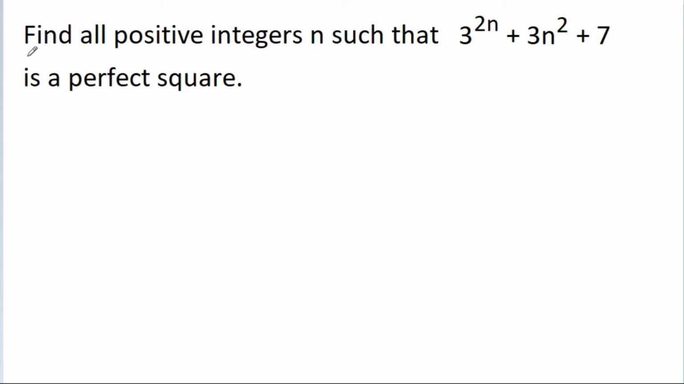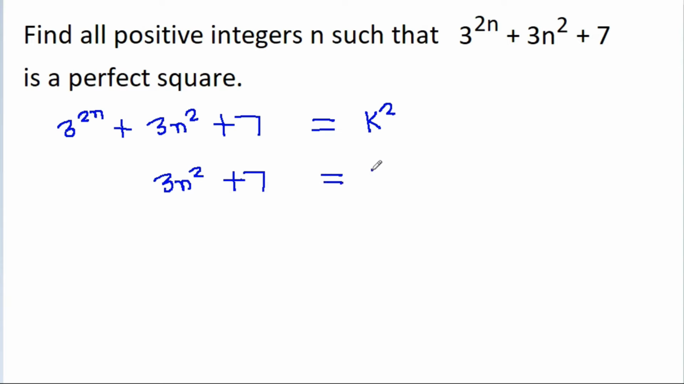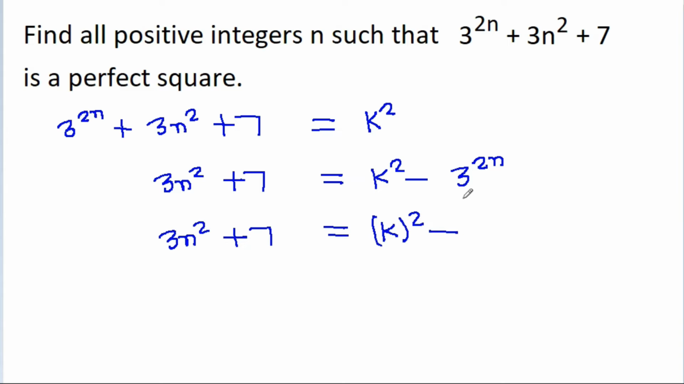In this video, we have to find all positive integers n such that 3^(2n) + 3n^2 + 7 is a perfect square. So suppose it is equal to k^2. Then 3n^2 + 7 is equal to k^2 minus 3^(2n).